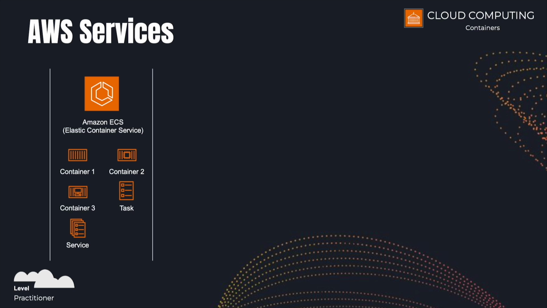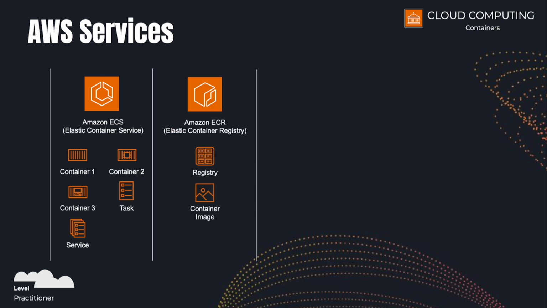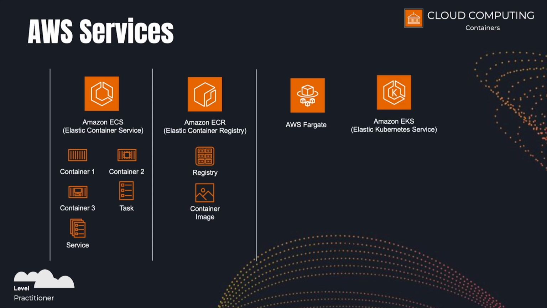It also offers another relevant service called ECR, which we just mentioned a few seconds ago, to provide you with the appropriate space to host your own container registry and securely store your customized container images. It also gives you important features such as tagging and versioning for your created images. There are also other AWS container-focused services like AWS Fargate, which is serverless compute for containers, and Amazon EKS, which is Elastic Kubernetes Service, which we'll explore in detail in future videos.